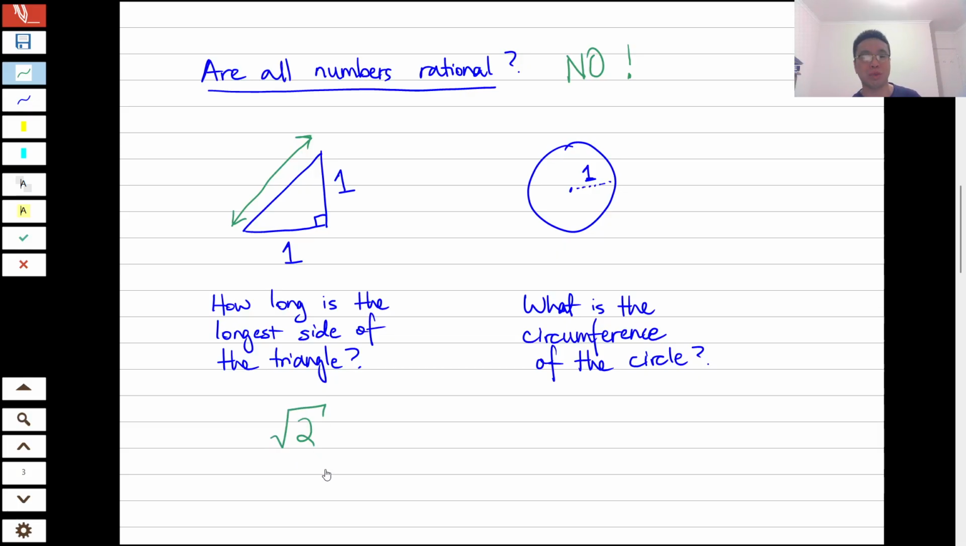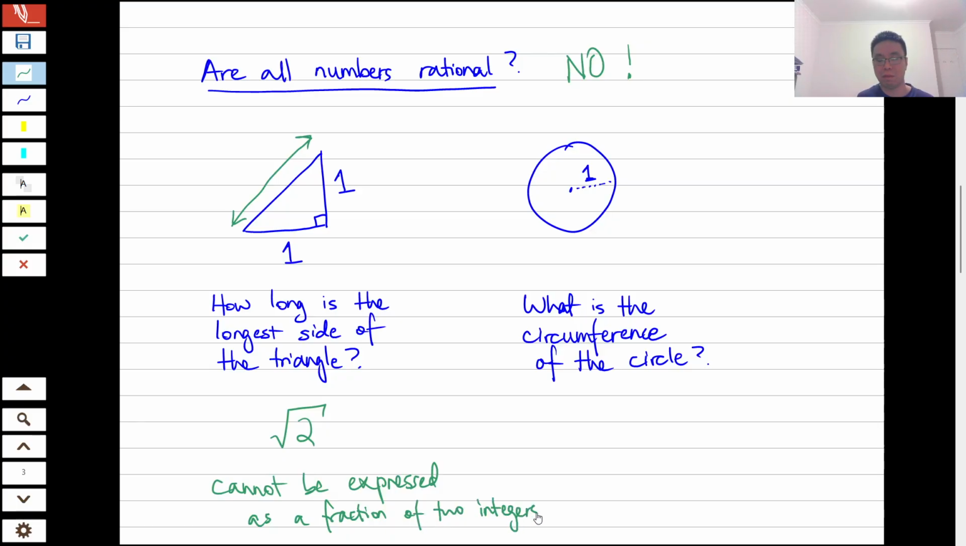We get this strange number, which we call root 2, and I know that you have this button on your calculator. The amazing thing is, I can't express root 2 as a fraction of two integers. Can't be done. So it's not a rational number.